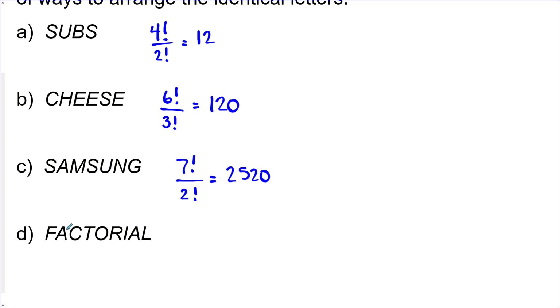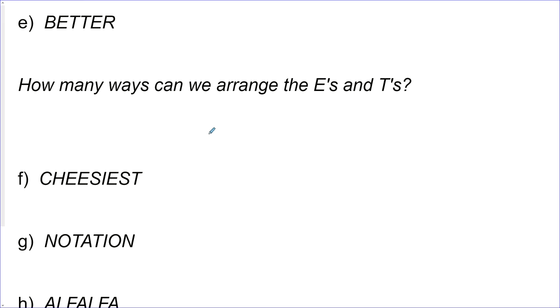Factorial has 1, 2, 3, 4, 5, 6, 7, 8, 9 letters. And we've got an A here, and we've also got an A here, and nothing else is repeating. So we just need to divide by 2 factorial. There are 2 different ways we could switch the A every time and not really get a new arrangement. And that would be 181,440. Now let's step it up a bit to words where we have more than one letter being repeated.